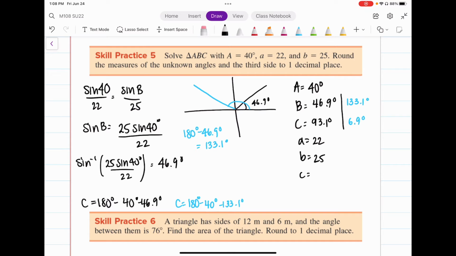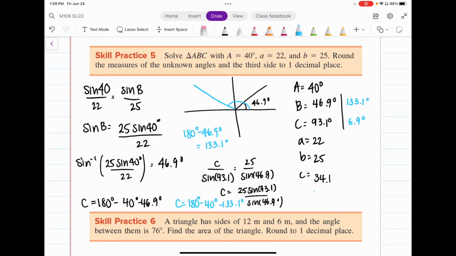First scenario, we're trying to find side C, so C over sine 93.1 is equal to B over sine 46.9, or C is equal to 25 times the sine of 93.1 degrees divided by the sine of 46.9 degrees. That gives us a C value of 34.1. C was the largest angle, so C is the largest side. That looks good. Let's verify the second one.